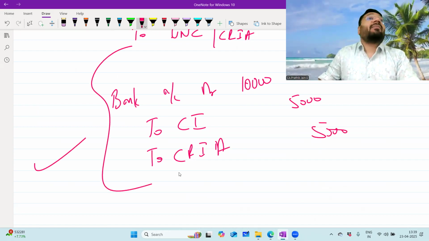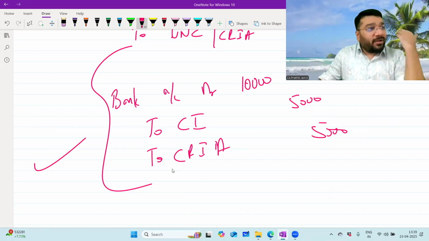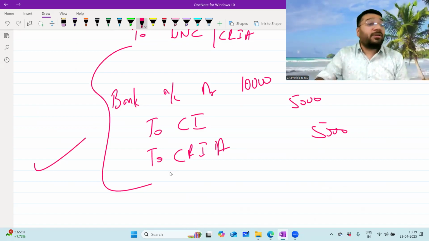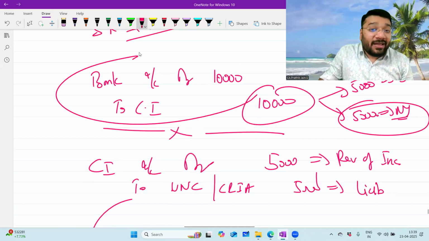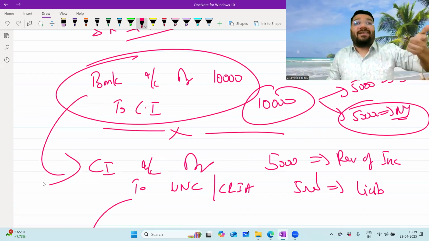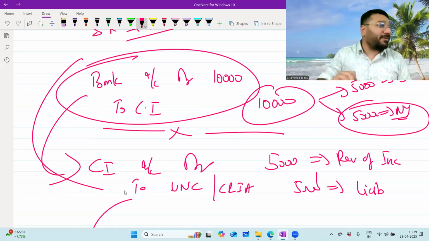This kind of question will not come in the exam. Because if the examiner himself is giving the right answer, then what is the point? So he will give you this situation. From this situation, I'll ask you to do an adjusting entry. So from the examination point of view, this is more relevant.